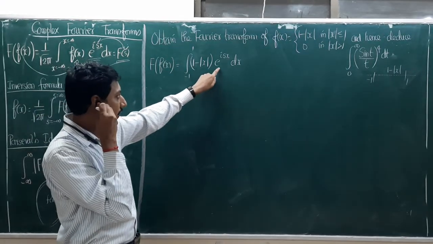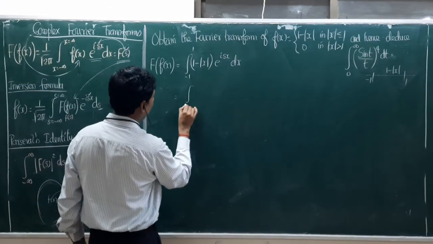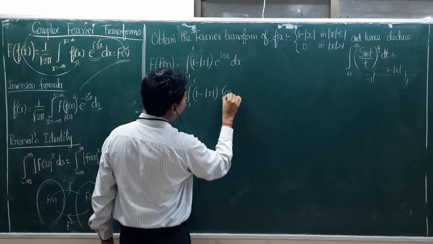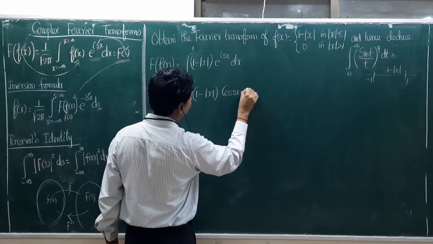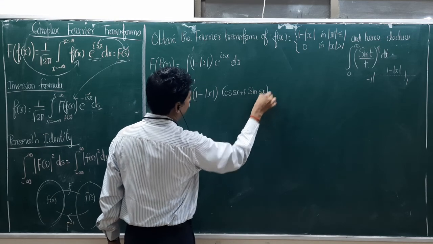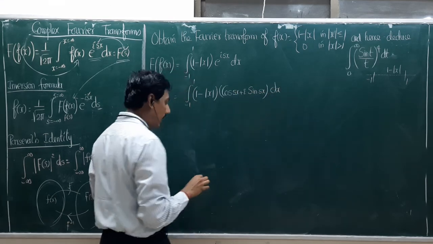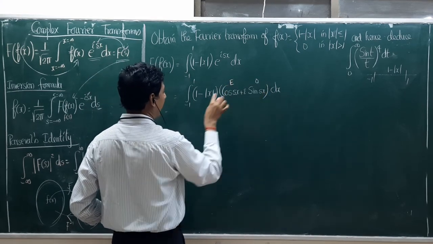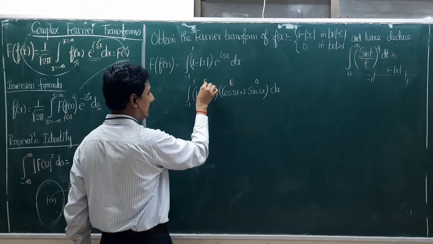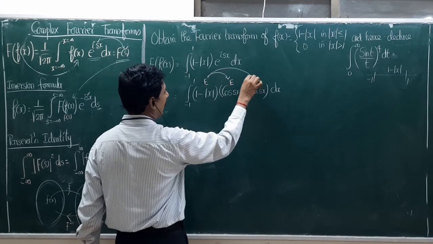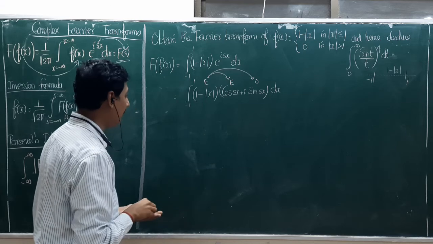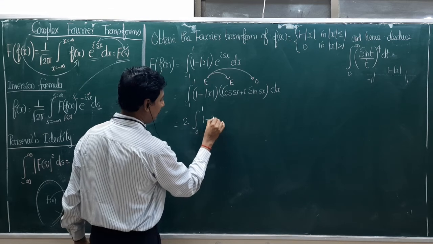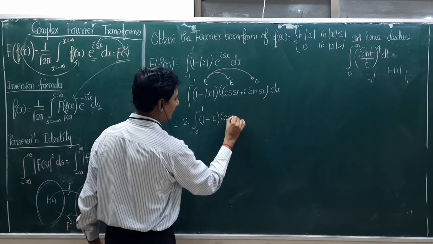And e power isx, can I rewrite this e power isx? So the integral from minus 1 to plus 1 of (1 minus mod x) into (cos sx plus i sin sx) dx. Already we are very familiar. Cos is an even function, sin is an odd function, and 1 minus mod x is an even function, so this is also even. So even times even is even, even times odd is odd. Once even times even is even, we can rewrite the integral from minus 1 to plus 1 as twice the integral from 0 to 1 of (1 minus x) cos sx dx.